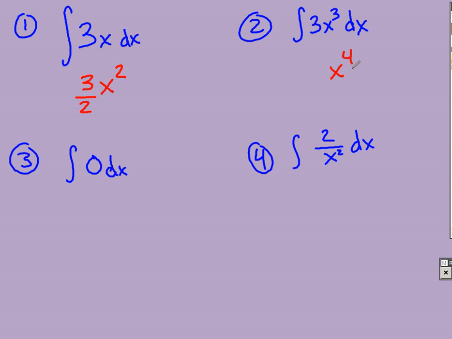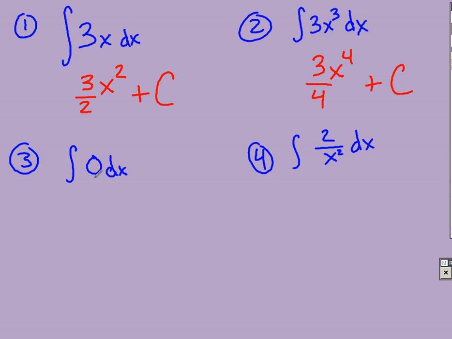Same thing over here. I would need x to the 4th. I had a 3 out front, but my new exponent is 4, so I should divide by 4. Now, I almost forgot over here, to make sure you don't forget either, that plus c at the end, because I can have a constant at the end too.